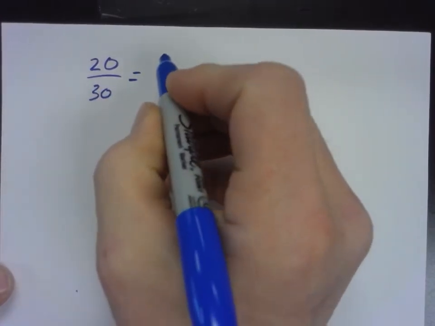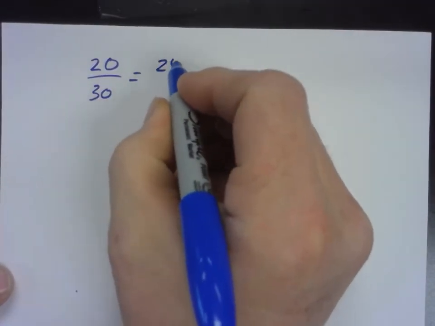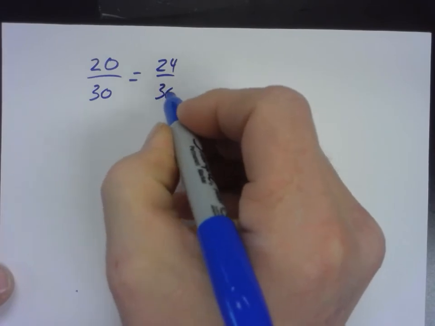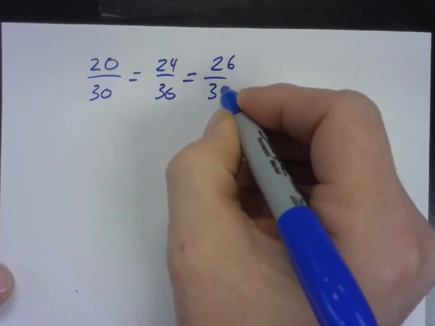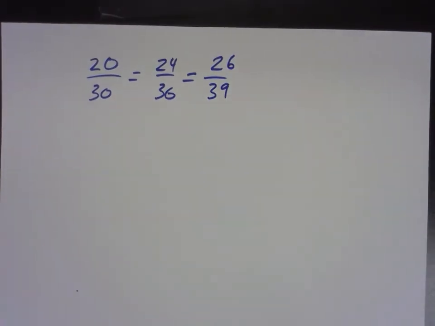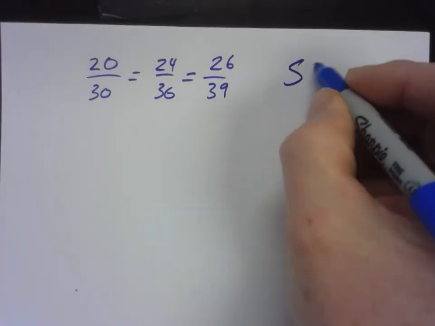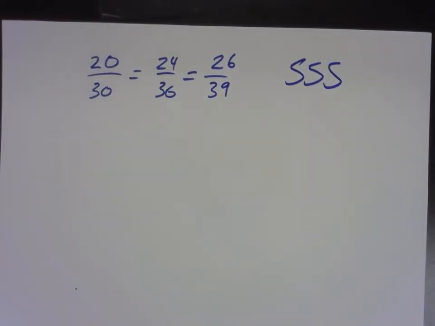That's easy, right? 24 over 36. 26 over 39. All 2 to 3. Simple enough? Okay, so the 2 triangles are similar. And what's our reason? Because they're side, side, side. Yeah, side, side, side. There you go. Okay?